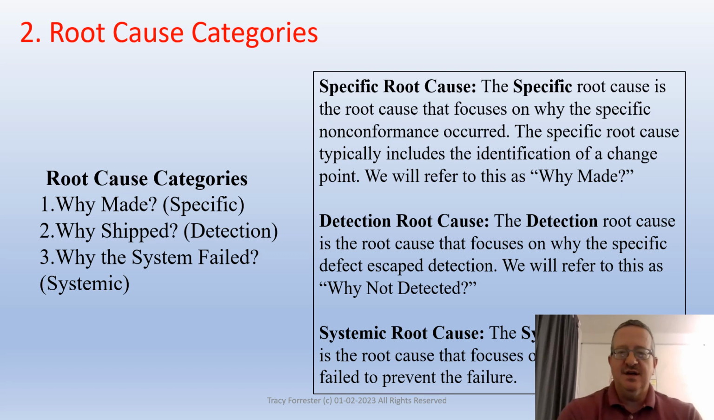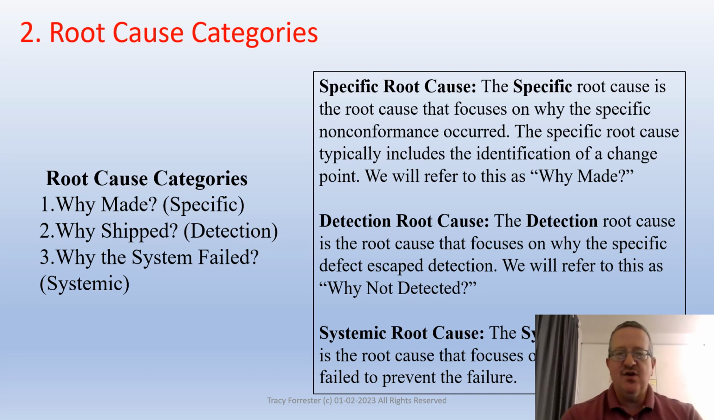For categories of root causes, there are three primary categories that we're going to get into today. And all corrective actions are going to fall into one of these categories. The first one being the why made or specific category, the root cause that is really about why a nonconformance occurred. It is the identification of a change point typically, but we're really talking about why made. Why did the defect occur?